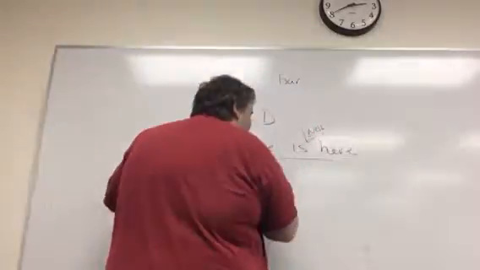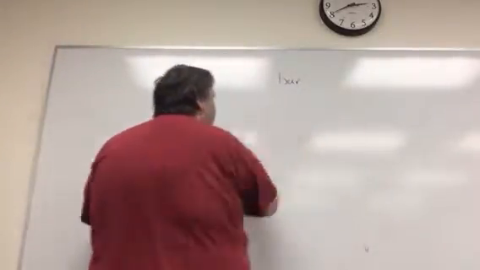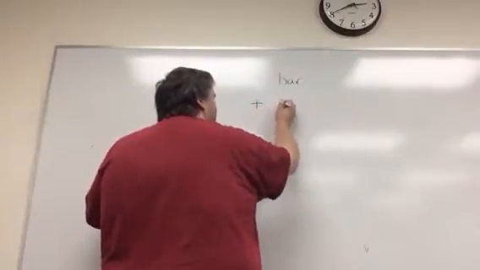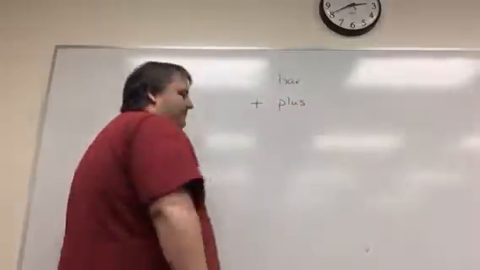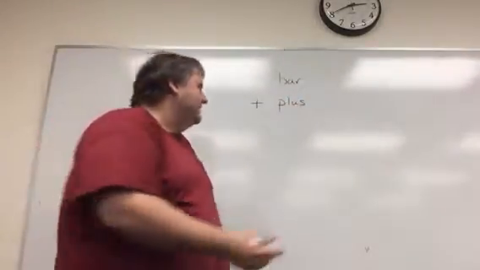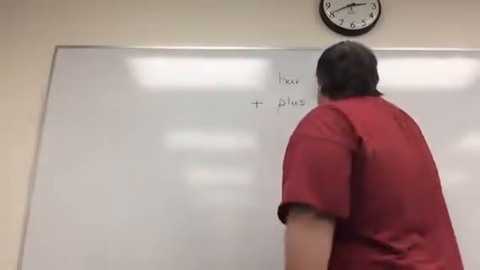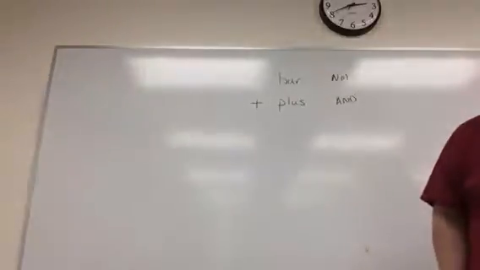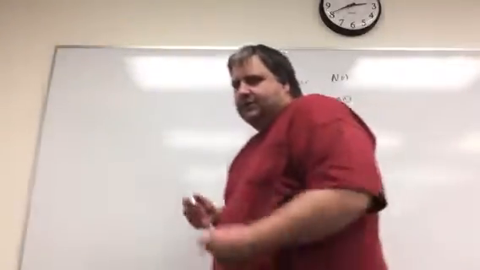Then we have our next symbol, and our next symbol is the plus sign. And some logic books use what they call dot. And all the plus means is, this translates the idea of not, this translates the idea of and.